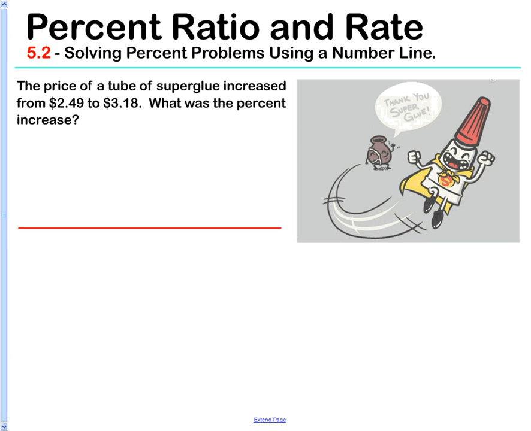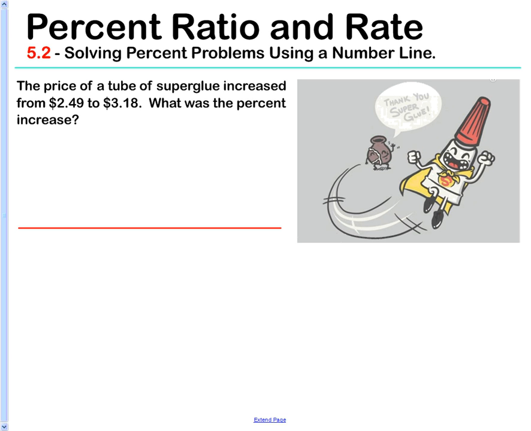I feel like we should maybe do a couple of word problems here that incorporate increases as well. So I'll throw these ones out for you. Here we have the price of a tube of super glue, which increases from $2.49 to $3.18. What is the percent increase?